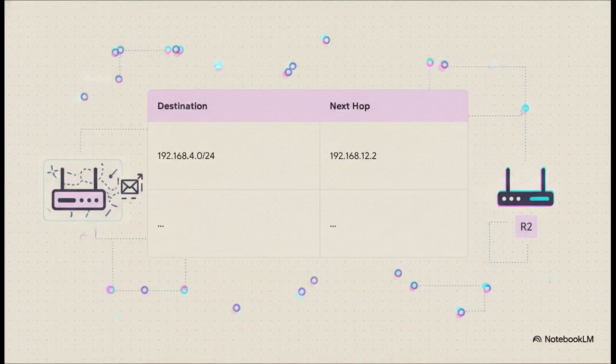It checks its own internal map, which is called a routing table. The router looks at the packet's final destination IP and asks its table, hey, what's the best path to get there? The table's instructions are crystal clear. To get to the 192.168.4.0 network, you need to send a packet to the device at 192.168.12.2. And who's that? Well, that's router R2.